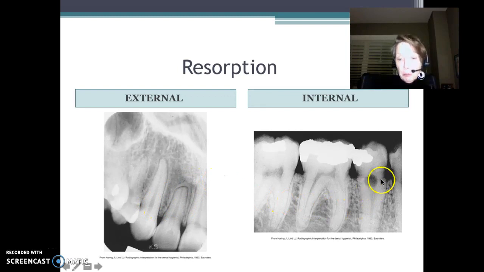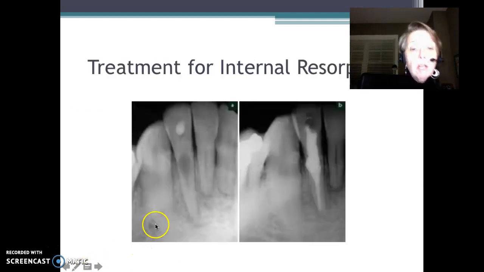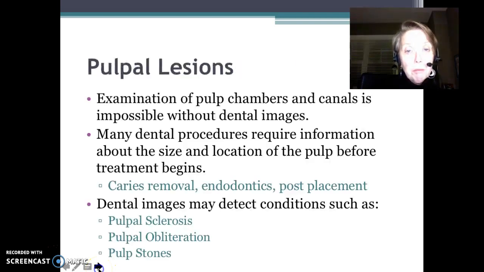Again, internal resorption here in tooth number 29, and that pulp chamber is resorbing. It is eating away at the cementum. For internal resorption, endodontic treatment is most often done. So here we have a lower incisor resorbing, and then that lower incisor after endodontic treatment.